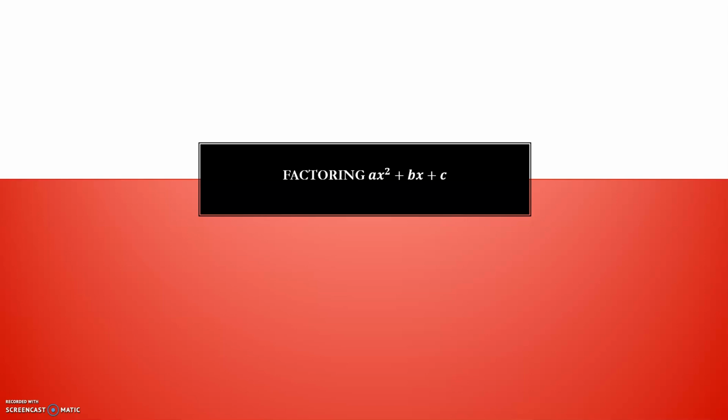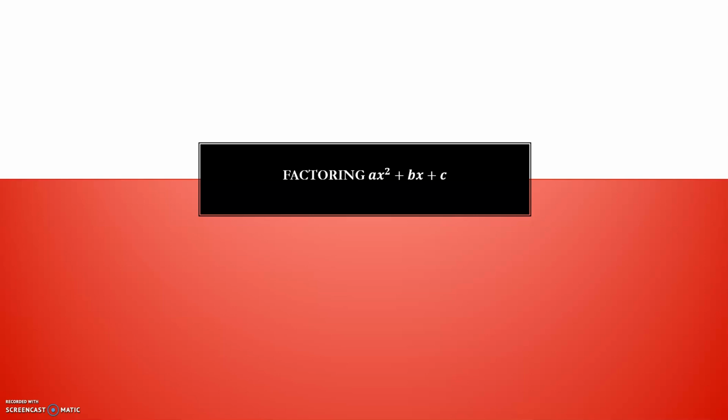Welcome to our final video on factoring and our second video on factoring trinomials of quadratic form. In the last video, we talked about what happened when our first term in the quadratic trinomial was 1x squared, or whatever the variable happened to be. In this video, we will be discussing what happens when a is not 1, what happens when it is some other number.